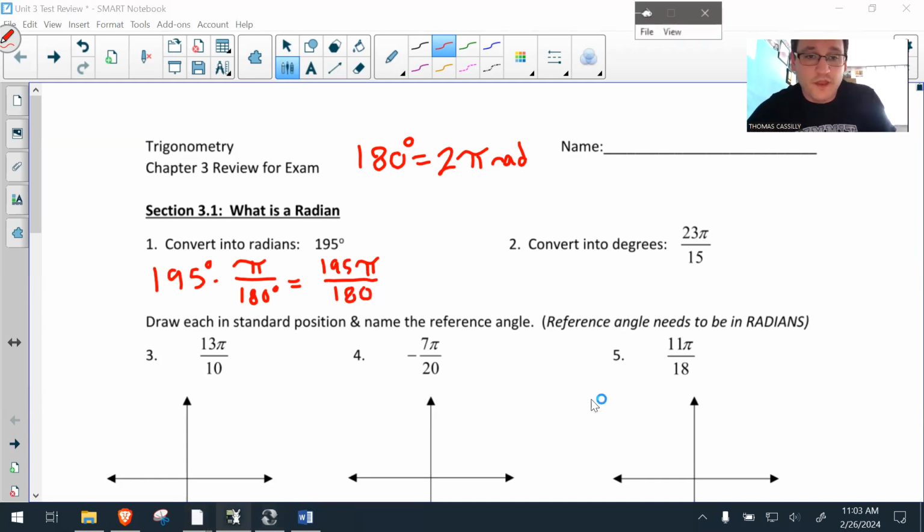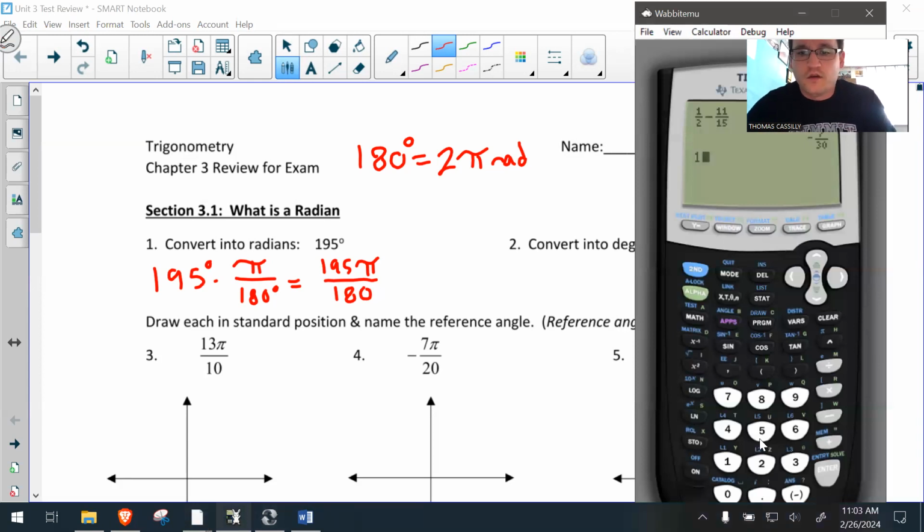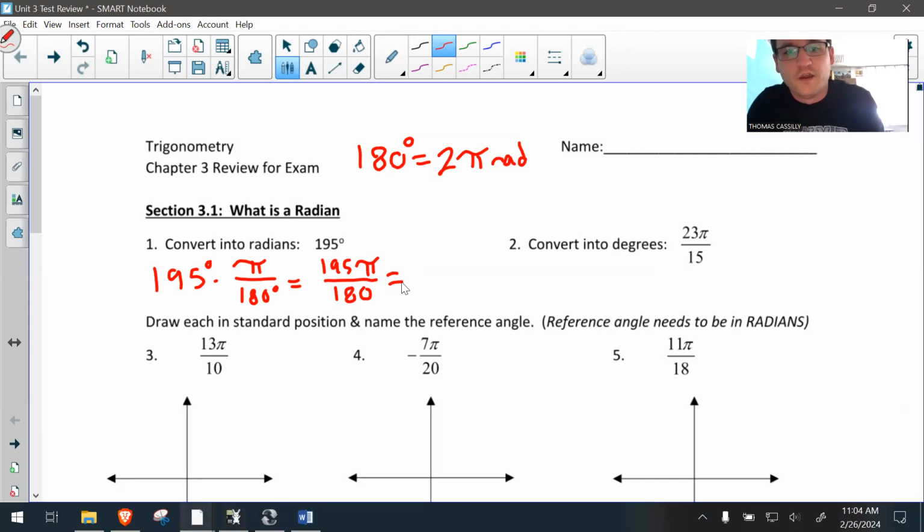I don't know what that is. So on your calculator, you just do 195 divided by 180. And then it's going to get us some decimal. Now, anytime you have a fraction that you can reduce, just press math, enter, enter. It's going to turn that decimal into that reduced fraction here. So it's 13/12. All right, so this equals 13 pi over 12.